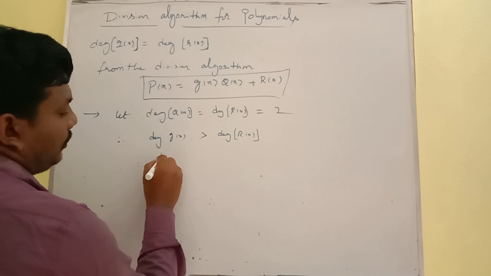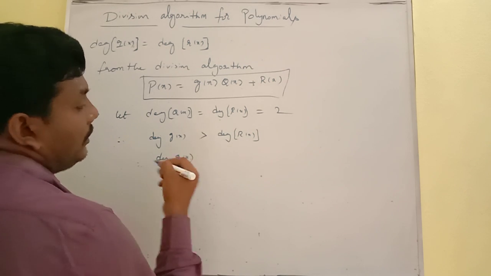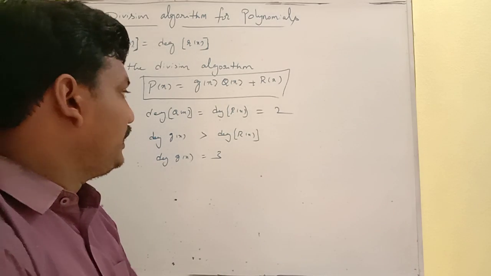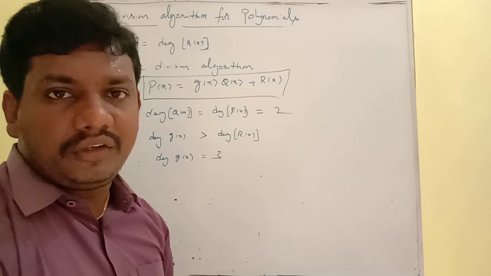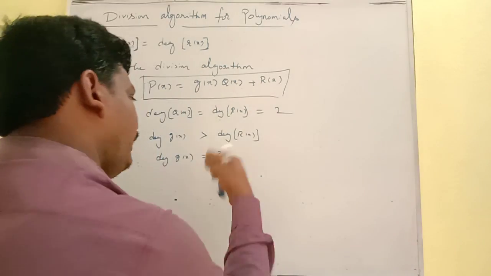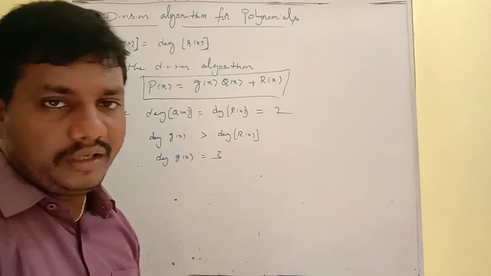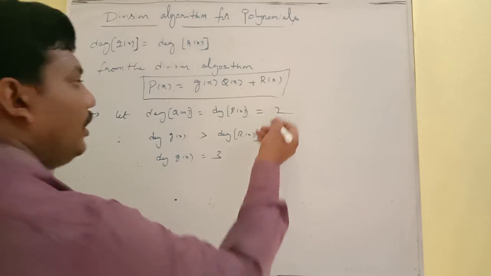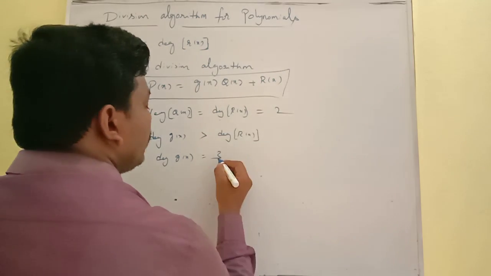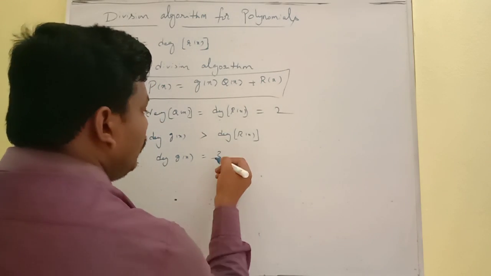Therefore the degree of g of x is at least greater than 1, we are going to consider. I am taking 3, or you may take 5 or 10 or 100, that is your opinion, that is up to you. You can consider any degree. So I am going to consider only the next degree, that is 2 and 3.